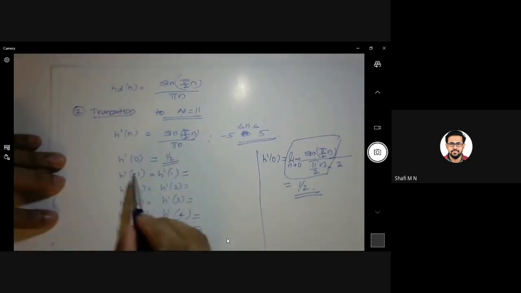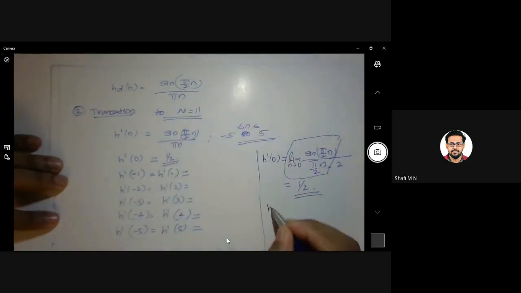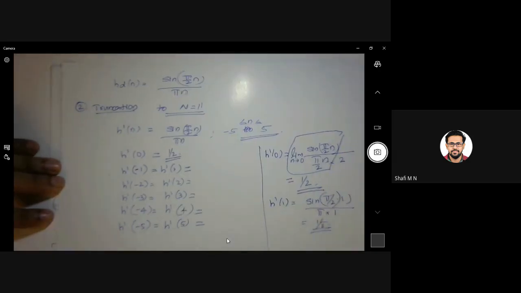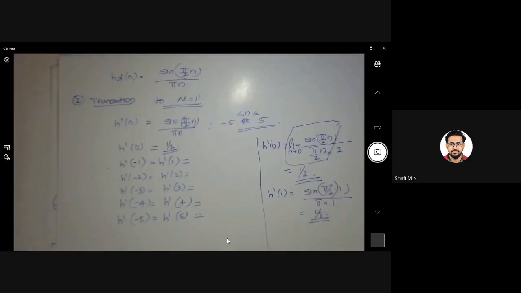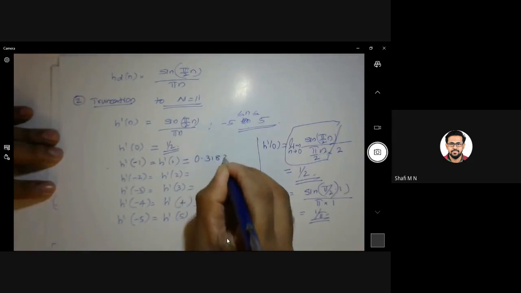Now find h dash of 1 and minus 1. 1 കണ്ടുപിടിച്ചാൽ മതി, both will be equal. h dash of 1 is sin π/2 into 1, n ന്റെ വാല്യൂ 1 ആക്കി, divided by pi into 1, pi n, n ന്റെ വാല്യൂ 1 ആക്കി. So sin π/2 by π. Sin π/2 is how much? 1. This is 1/pi. Okay, you find the value of 1/pi. Substituting the value of pi, that will be 0.3183.